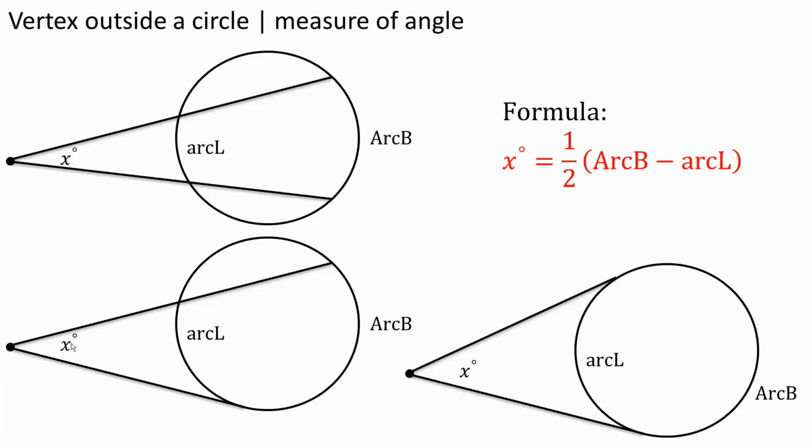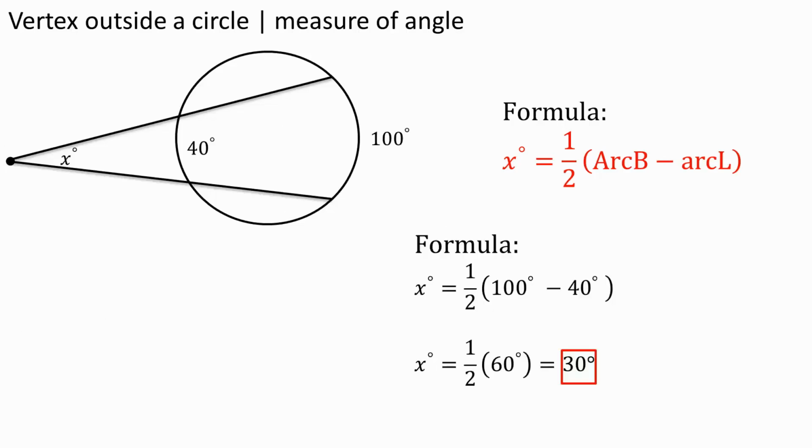This right here is called a secant-tangent angle, and this right here is called a tangent-tangent angle, because here's a tangent-tangent, here's a secant-tangent, and here's a secant-secant. And so first we will solve this one example problem.